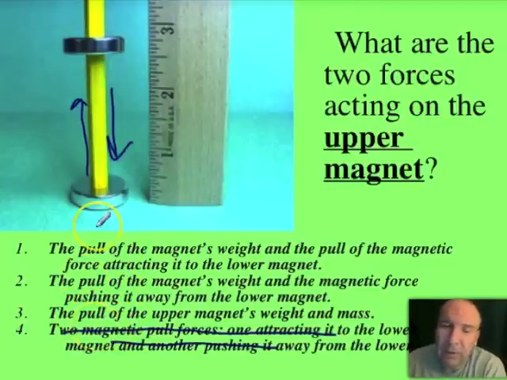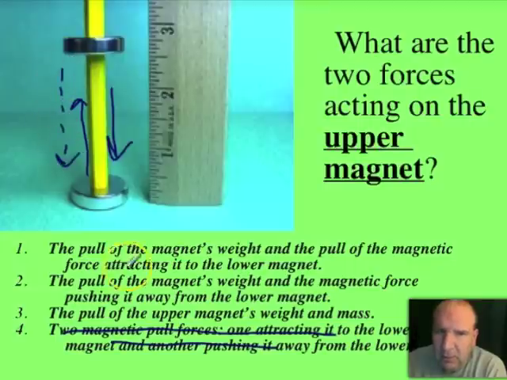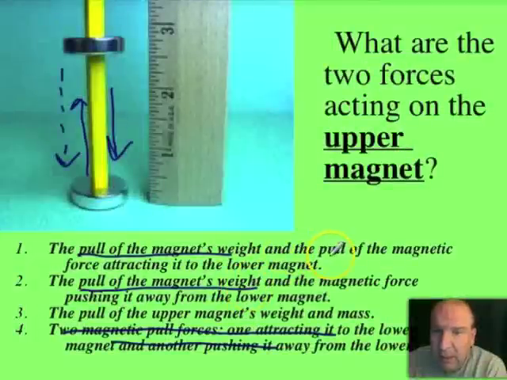So let's go backward. Let's go again. So the pull of the magnet's weight. Okay, so what's pulling the magnet's weight? Is that your gravity pulling it down? Yeah, so we know the pull of the magnet's weight is good. So both of these have that, and this one has it too. So now the difference is the magnetic force attracting it to the lower magnet and the magnetic force pushing it away from the lower magnet.